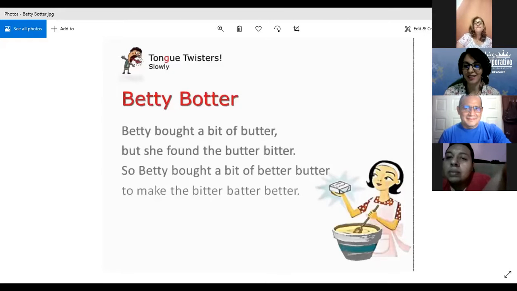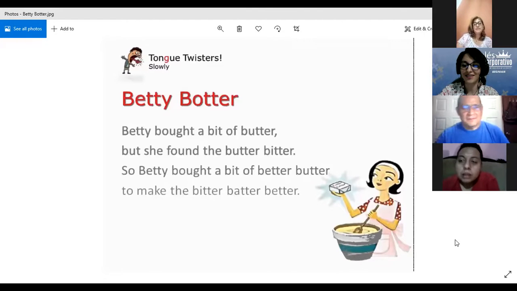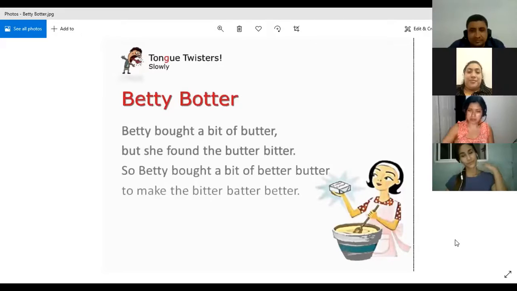Who would like to go next? A volunteer? Mauricio, do you want to continue? Okay. Betty bought a bit of butter, but she found the butter bitter. So Betty bought a bit of better butter to make the bitter butter better. Again. Okay, yes, faster. Betty bought a bit of butter, but she found the butter bitter. So Betty bought a bit of better butter to make the bitter butter better. Very good. Okay, Mauricio, thank you.